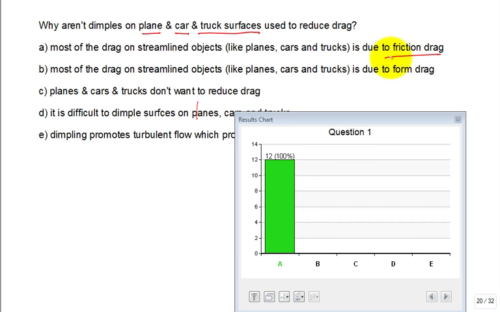That's absolutely true. So I know that we still have a lot of form drag on trucks and cars and planes, but it's not like a sphere or a cylinder. You really have typically some abrupt changes. And if you want to streamline it, you'll have a bigger effect than trying to dimple it. Don't go pounding and ball peening your paint job on your car thinking that's going to help. All right, so there you go. Thank you.